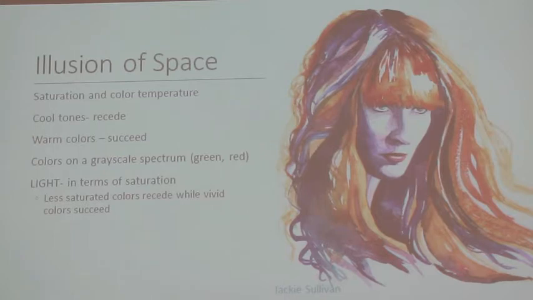And so red and green are the ones right in the middle, because red and green have the same value on a value scale, a gray scale. They would have the same value. So red and green would be in the middle.